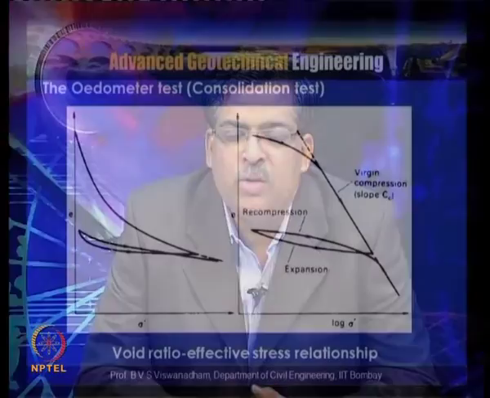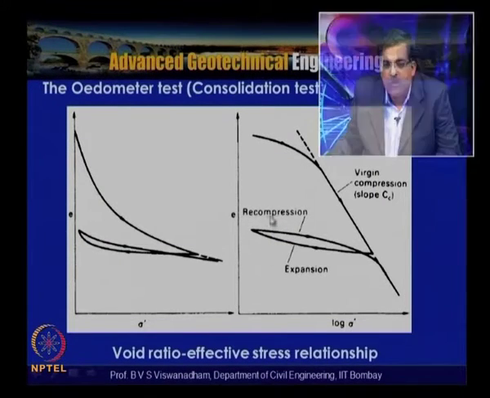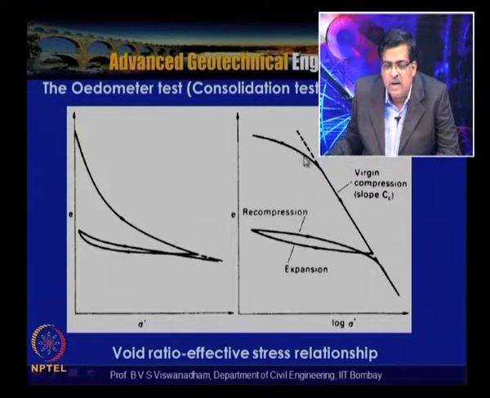As a result of the oedometer test, what we get is e sigma dash, or void ratio effective stress relationships, on either an arithmetic scale or a logarithmic scale. You can see that the initial part is flat, and then there is a steep portion which commences here. Then once we unload after reaching a certain pressure, the sample undergoes expansion, and then is subjected to recompression and goes into the compression mode again here.